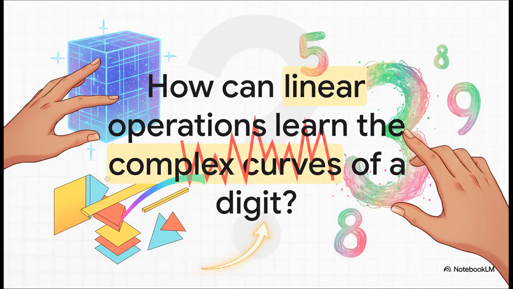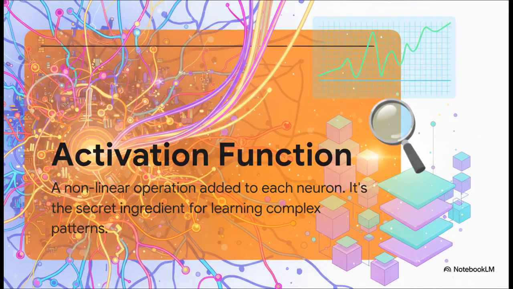But hold on a second. There's a big piece of the puzzle missing. Everything we've built so far, multiplying by a weight, adding a bias, that's all just linear math. It just makes straight lines. So how on earth can a network built from straight lines learn to recognize something with complex curves, like a handwritten digit? The secret ingredient, the real game changer, is something called an activation function.